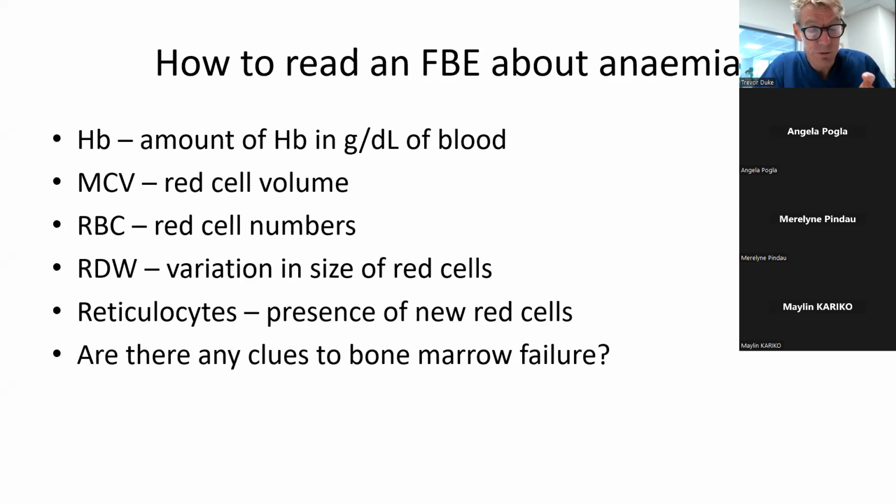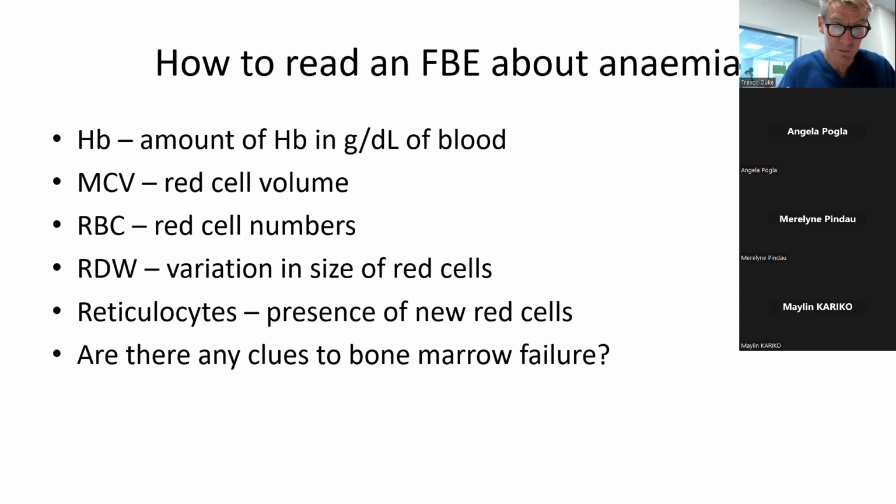The RDW refers to a variation in the size of the red cells. So when you've got a high red cell distribution width, then you'll have a lot of small red cells and a lot of large red cells and some in the middle. So you'll have a wide variation in the size of the red cells.